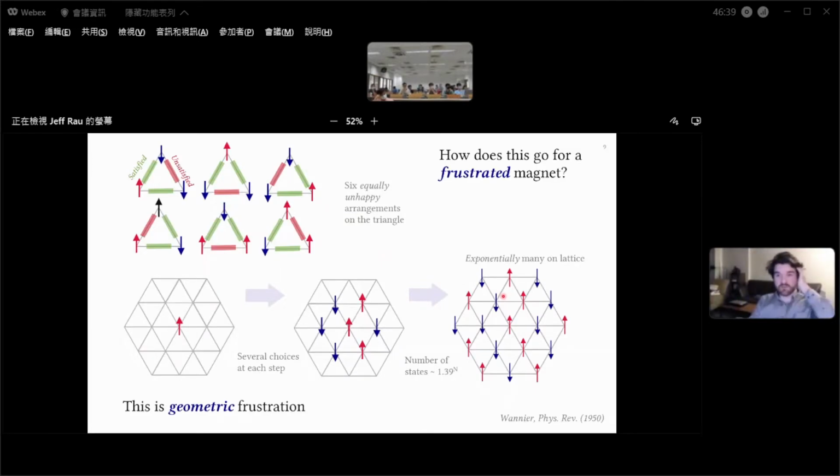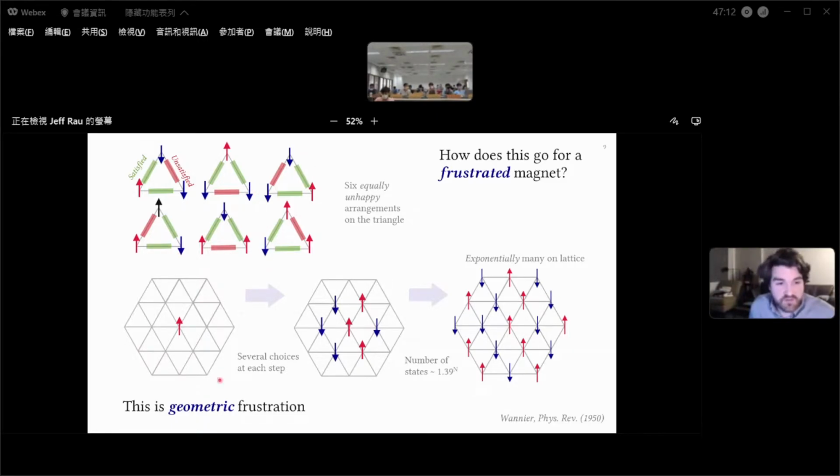If we start looking at other lattices, we can run into problems, right? So if we make a lattice out of triangles, there is not any way to satisfy all these interactions at once. So if you just look at this triangle, you can find that there are actually 6 ways to make these spins equally unhappy in some sense, right? 2 of them have to be up, 2 of them have to be down, and then you get to pick where the minority spins go, right? And so you have 2 choices for whether it's minority up, minority down, and then 3 choices for where that spin goes. So there are 6 arrangements on a triangle.